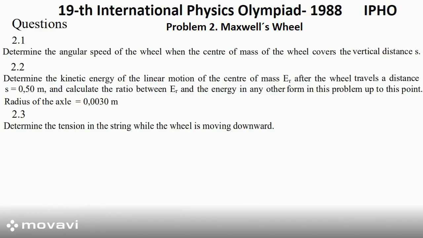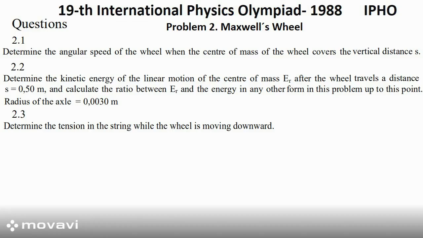Questions. Question 1. Determine the angular speed of the wheel when the center of mass of the wheel covers the vertical distance s. Question 2. Determine the kinetic energy of the linear motion of the center of mass, E_r, after the wheel travels a distance s equals 0.5 meters, and calculate the ratio between E_r and the energy in any other form, in this problem up to this point. Radius of the axle equals 0.003 meters.